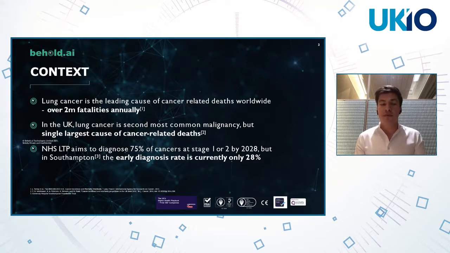The reason why we are working on lung cancer is that, as you know, lung cancer is the largest cause of cancer-related death in the world and also in the UK. To face this issue, the NHS long-term plan aims to diagnose 75% of cancers at stage 1 or 2 by 2028. But we are still quite far from this target. As an example, in Southampton, the early diagnosis rate is only 28%. We believe that the algorithm we have developed is one of the tools that can help reach this target, and I will explain later why.